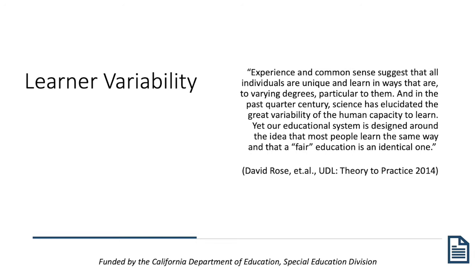The UDL definition of learner variability is this: experience and common sense suggest that all individuals are unique and learn in ways that are, to a varying degree, particular to them. And in the past quarter century, science has elucidated the great variability of human capacity to learn. Yet our educational system is designed around the idea that most people learn the same way, and that a fair education is an identical one.